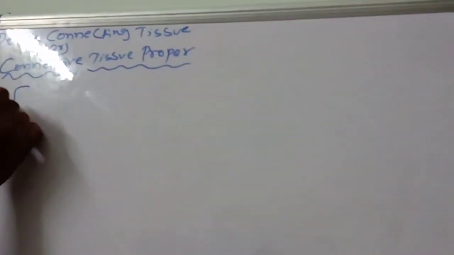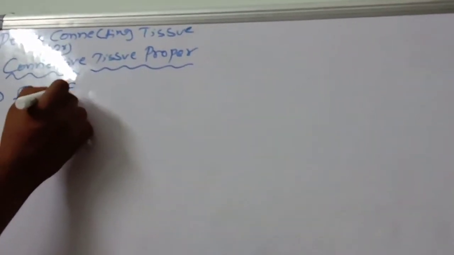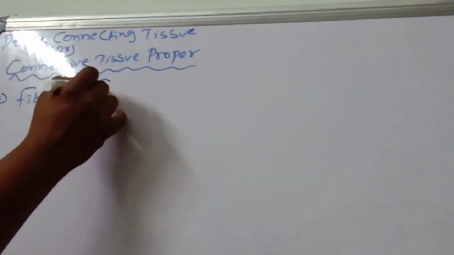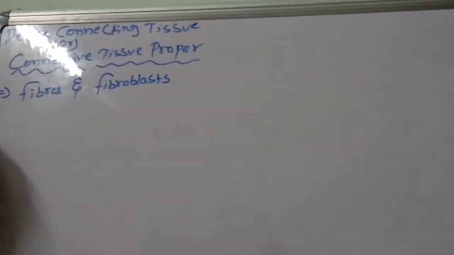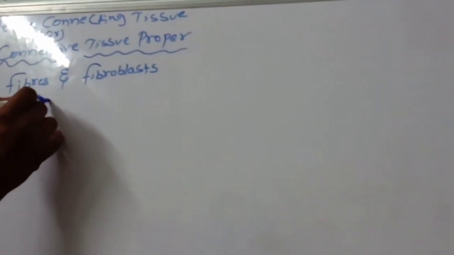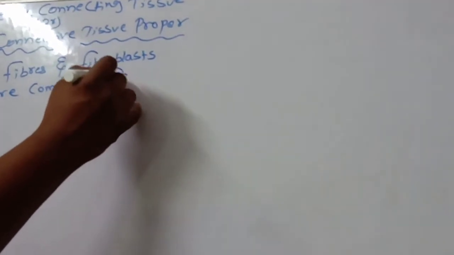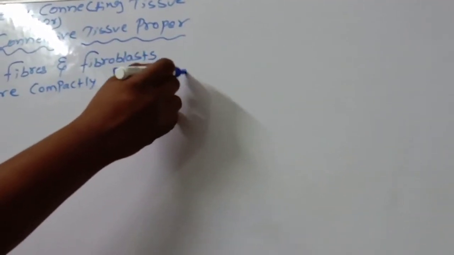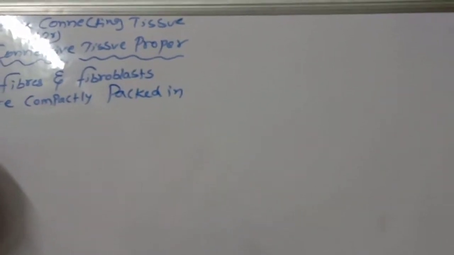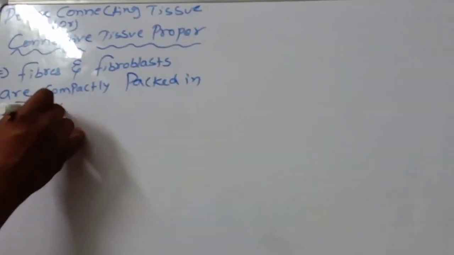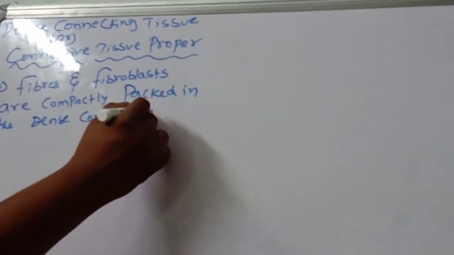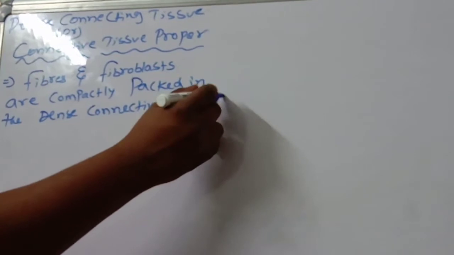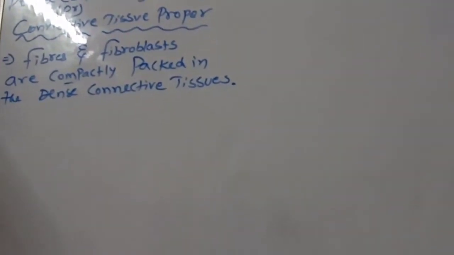Observe very carefully. Fibers and fibroblasts are compactly packed in the dense connective tissue, very stiffly packed.